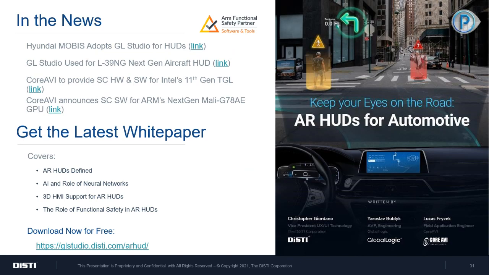Okay, a question for Lucas. Which neural network is the best for object classification? Hey, thank you for the question. So I touched on this a little bit during my presentation.